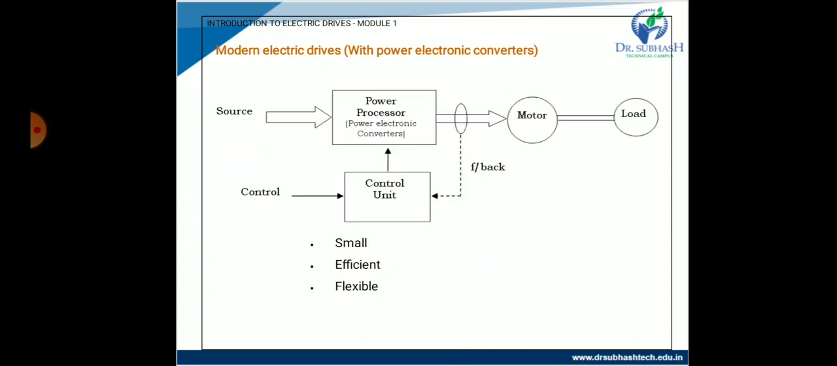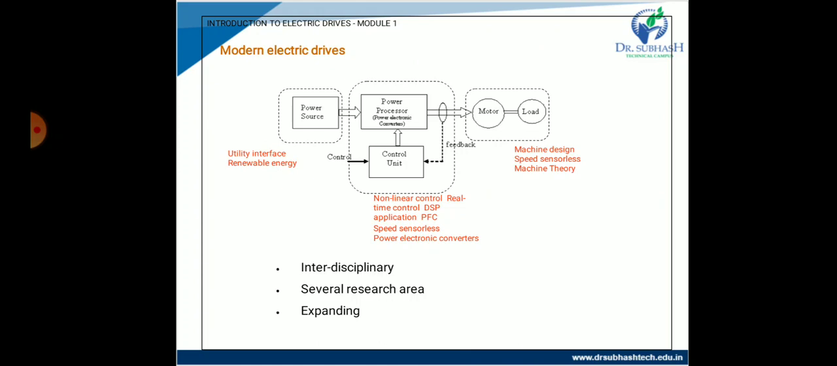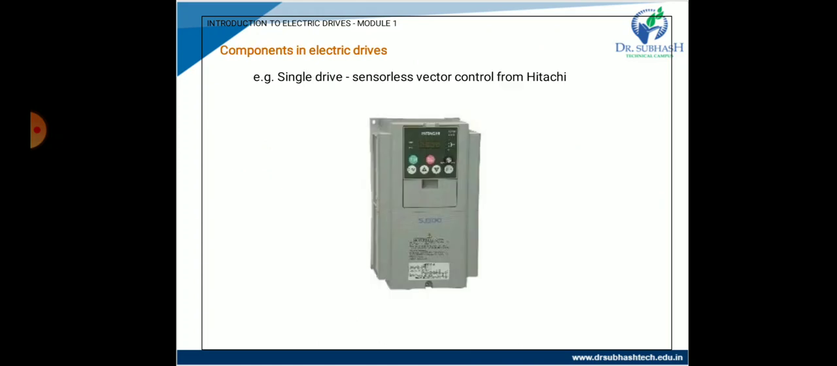So this is the basic structure of modern electrical drives, and these are the components we are using: control, feedback, and source in this circuit. Now some international MNC companies are producing modern electrical drives. This is a single drive. We can see the size of this single drive, sensorless vector control from Hitachi.